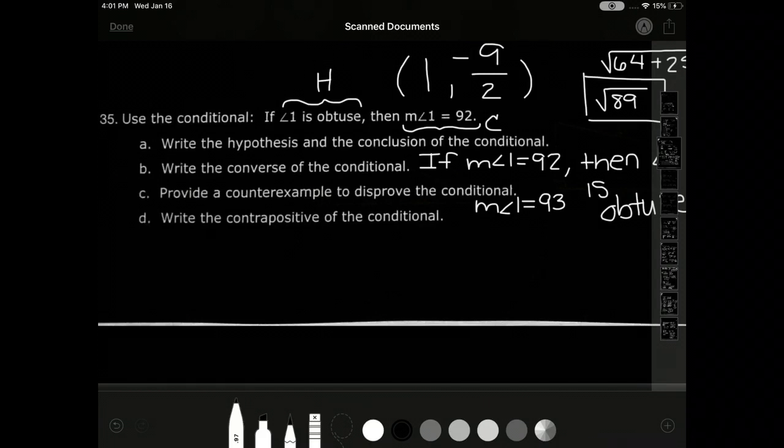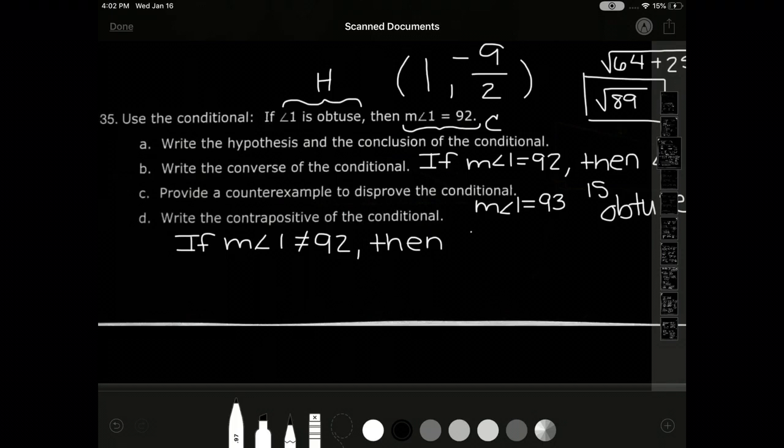And then for D, we just have to write the contrapositive of the conditional. So converse, you flip them. Inverse, you make them both negative. Contrapositive, you do both. You flip it and you make it negative. So if the measure of angle 1 does not equal 92, then angle 1 is not obtuse.